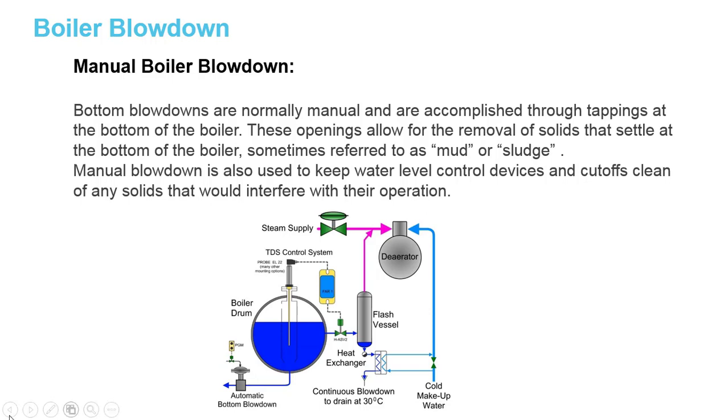You can see here bottom blowdown, boiler drum, TDS control system, steam supply, deaerator. The deaerator is used to remove the dissolved gases. Cold backup water is going here, then the steam is coming so that it gets heated. So all the dissolved gases will go through this vent.